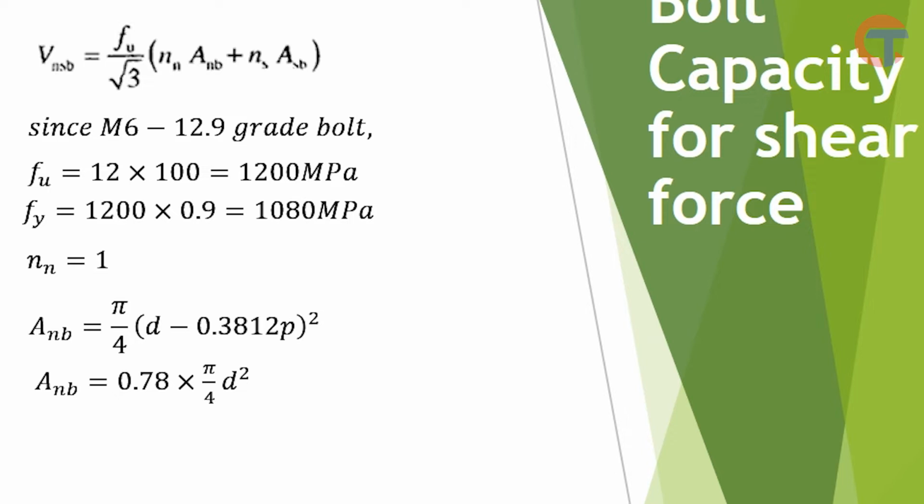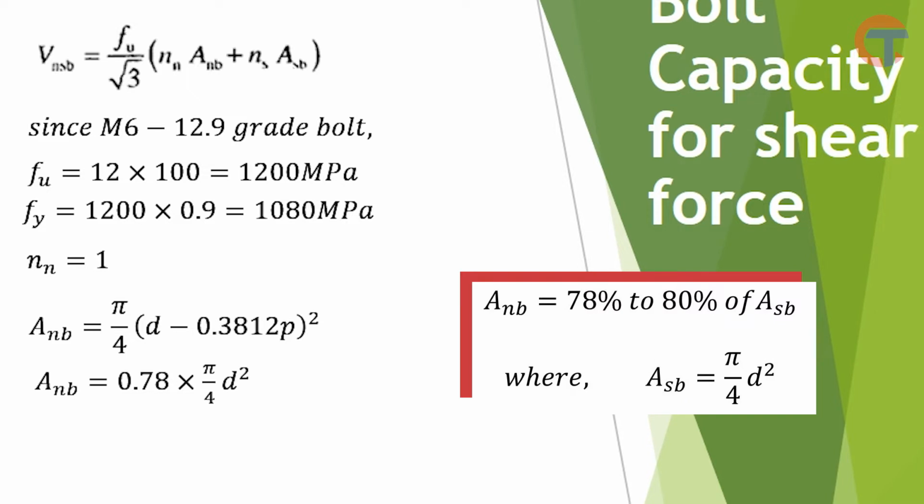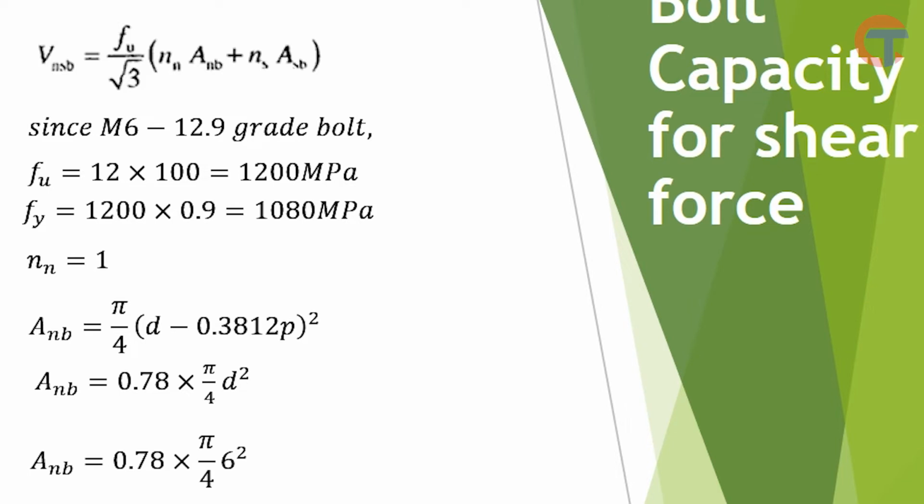ANB is equal to 0.78 into pi by 4 D square. And here factor 0.78 is used because net shear area of the bolt is approximately 78 to 80% of cross-sectional area of the bolt. Therefore, ANB is equal to 0.78 into pi by 4 into 6 square, where 6 is diameter of the bolt, and we will get the value 22.054 square mm. This is the net area of the bolt.